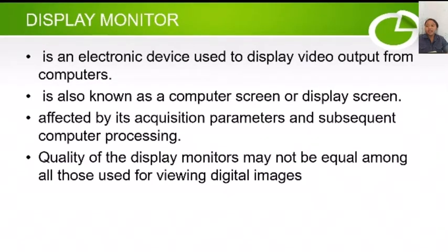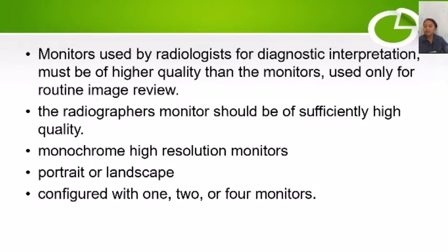Display monitors are used in many computer devices, from personal computers or PCs and laptops to handheld mobile devices such as cell phones and MP3 players. A display monitor is an electronic device used to display video output from computers. It is also known as a computer screen or display screen. The quality of the digital image is affected by its acquisition parameters and subsequent computer processing. In addition, it is affected by the performance of the display monitor. So the quality of display monitors may not be equal among all those used for viewing digital images.